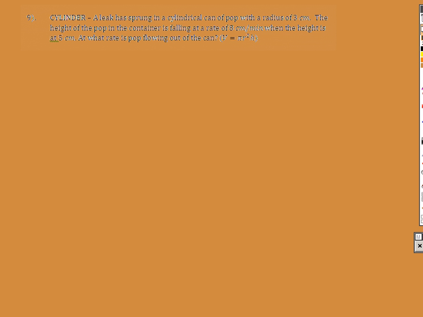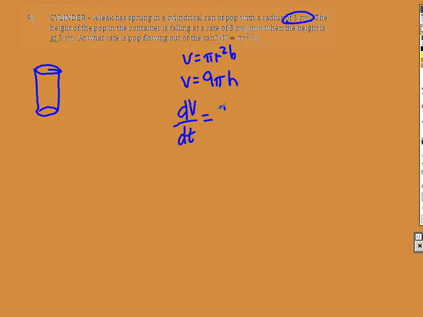Number 9, cylinder. Cylinder should be pretty easy because remember, in a cylinder, if you want to draw the picture, the radius never changes. So the volume equals pi r squared height, but I can plug in this radius immediately because the radius will never change. So volume will equal 9 pi times height because I can plug in 3 for my radius. So now, again, one variable. Now I'm going to just take my derivative. dv dt will equal 9 pi. The derivative of h is 1, so we just put in a dh dt.